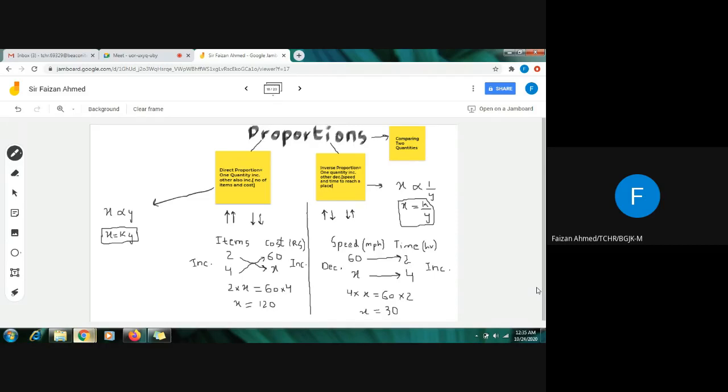We have discussed some questions in the class regarding proportions. What are direct proportions, inverse proportions, how to make an equation for a direct and inverse proportion, and how to find the value of the missing quantities. We did some questions in the class, and I thought that it will be better for me to make a video on that topic so that this topic can be revised.